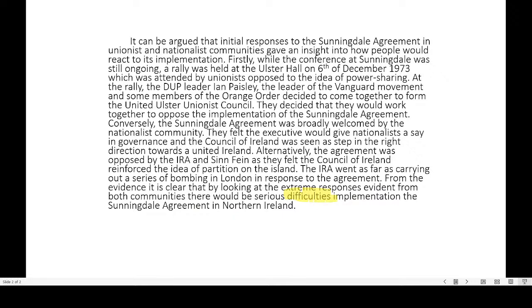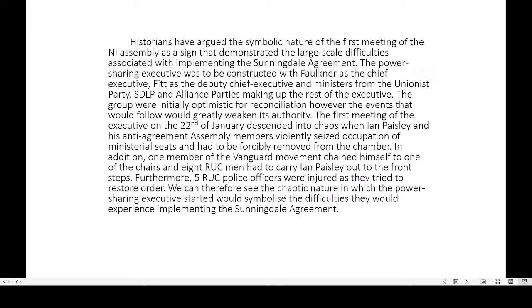Really following a very structured approach, using my connective words, making my first point, linking it in my last sentence. Paragraph number 2, the first meeting of the Northern Ireland Assembly. So historians have argued the symbolic nature of the first meeting of the Northern Ireland Assembly as a sign that demonstrated the large-scale difficulties. Once again, I'm being very obvious to the examiner. Look at me, I'm answering the question that you're asking me, associated with implementing the Sunningdale Agreement.